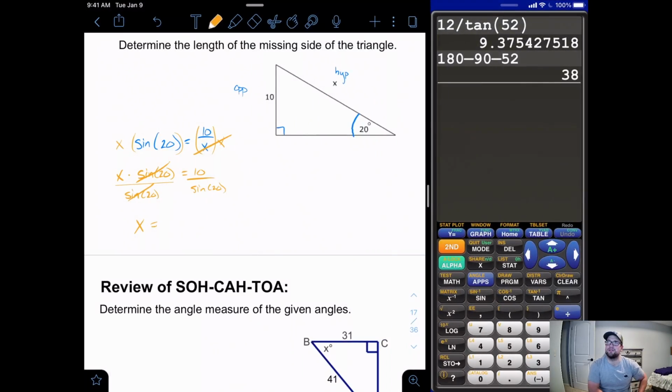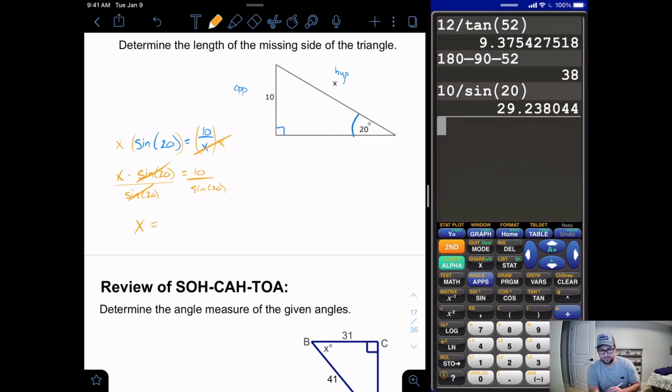Now just thinking about this for a second, we're solving for the hypotenuse, so we should definitely get a number that's bigger than 10. So 10 divided by the sine of 20 degrees is 29.24. Which, as far as I'm concerned, makes perfect sense for this. 20 degrees is a small angle. It opens up to 10.